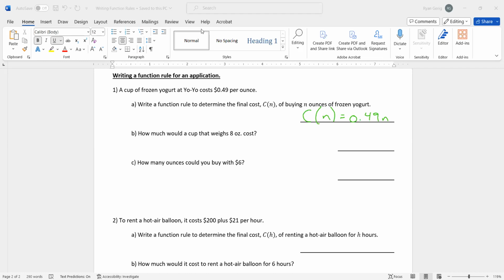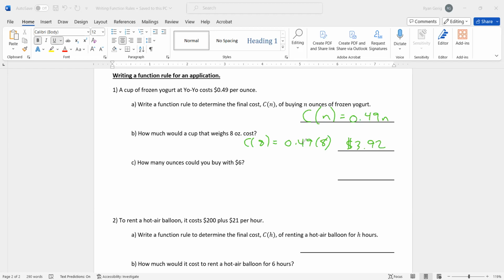Okay. How much would a cup that weighs 8 ounces cost? So I'm looking for C of 8. So it's 0.49 times 8. So you pull out your calculator. It's going to be just under $4. I think it's $3.92. Yep. It would cost $3.92 before tax.